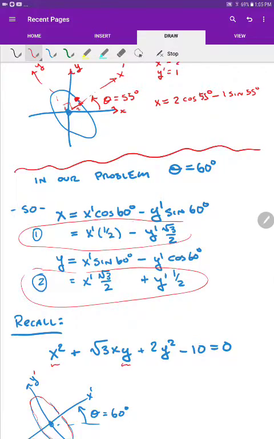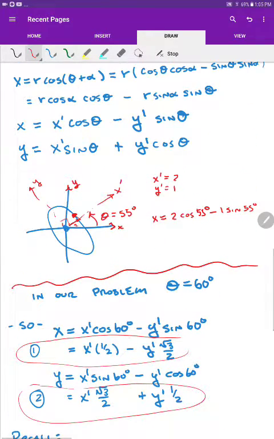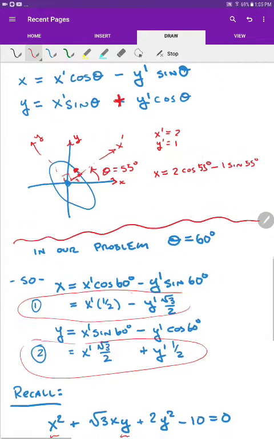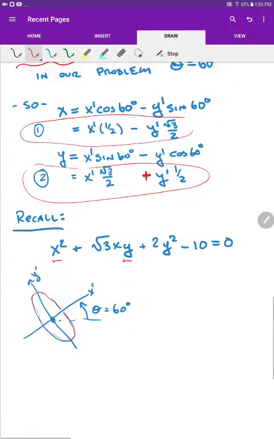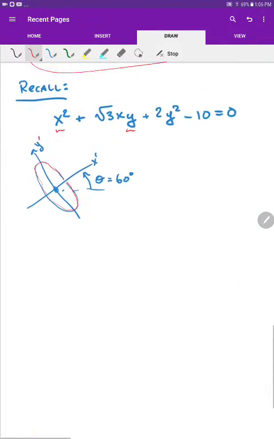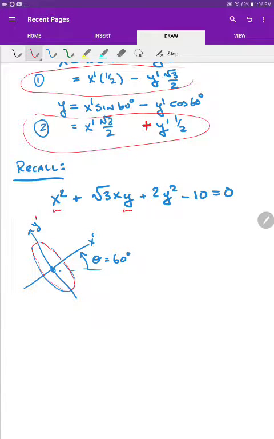Before I go on there, I just want to point out, I noticed an error. This should be positive here, not negative, which carries through to this positive. But it's the same methodology. So I'm going to take those two equations and start plugging them in.